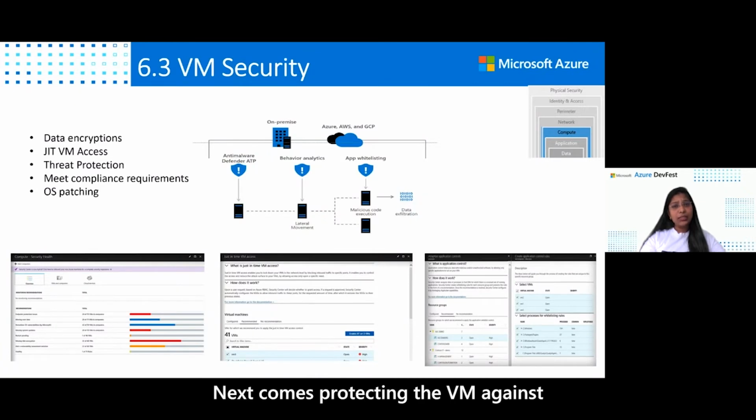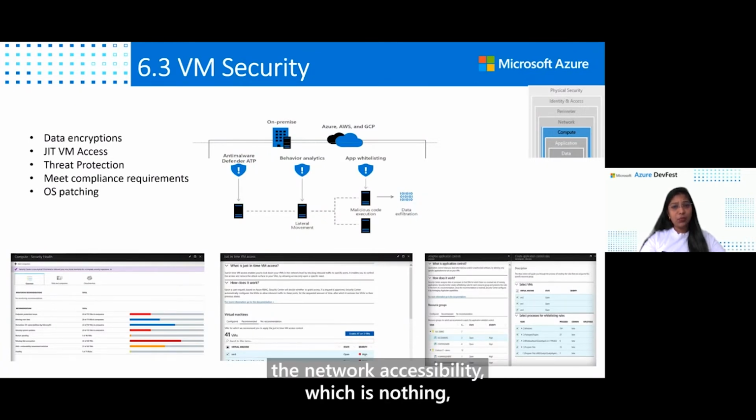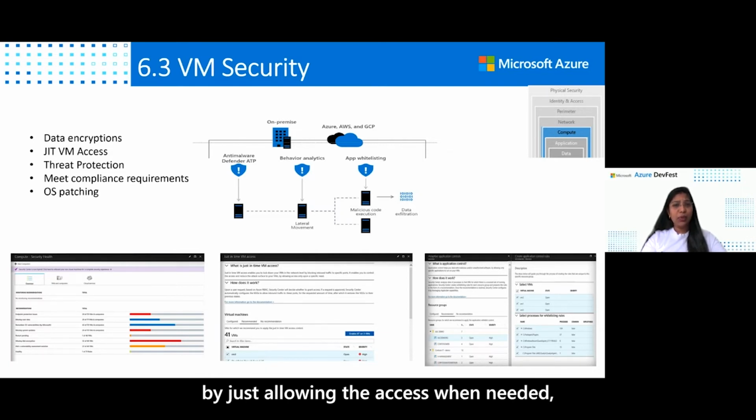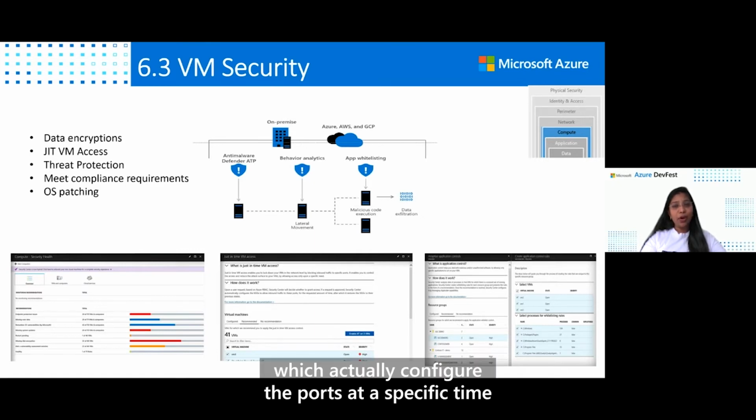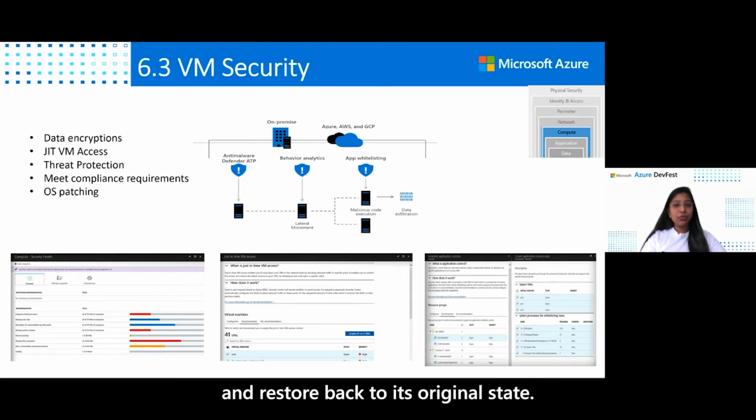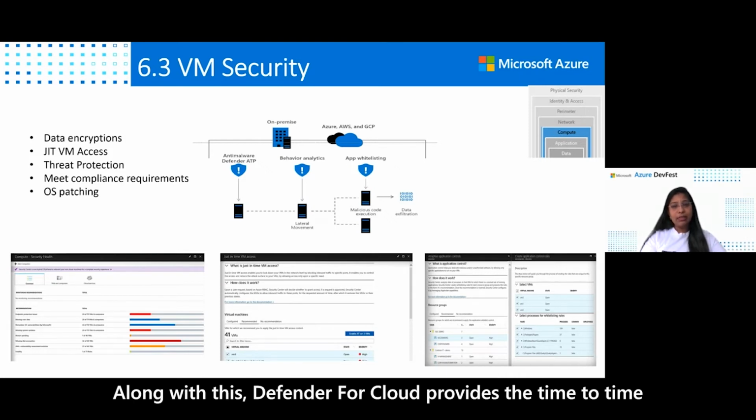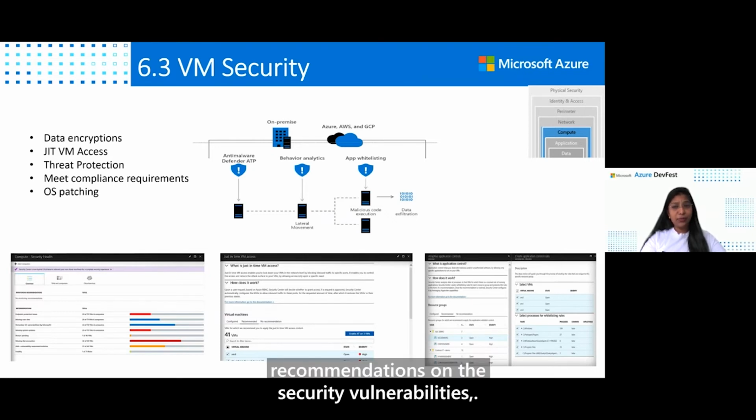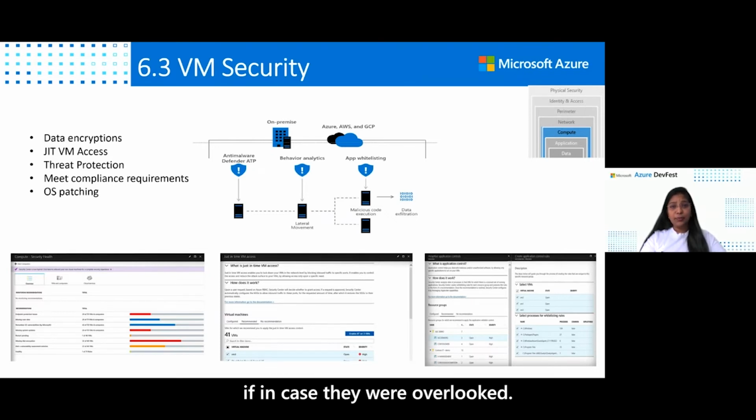Next comes protecting the VM against network accessibility, which is done by locking down the sensitive hosts and allowing access only when needed. This is done by Defender for Cloud by enabling just-in-time access, which configures the ports for a specific time and restores them back to their original state. Along with this, Defender for Cloud provides time-to-time recommendations on security vulnerabilities in case they were overlooked.